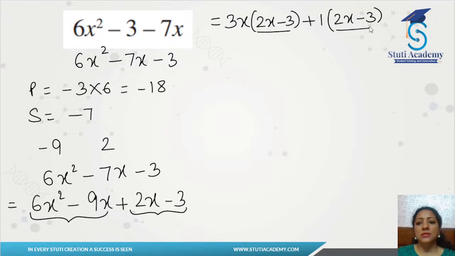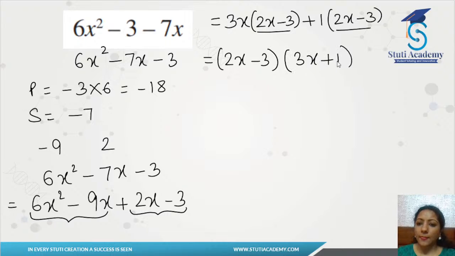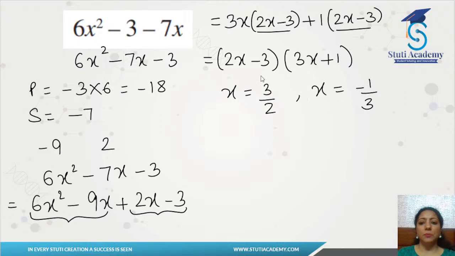Children, please make sure that these two brackets should be the same. If they are not coming out to be the same, then you will get stuck. So you have to somehow make them same. And if in any case they are not coming out to be same, that means you've made some mistake. Now we have 2x minus 3, 2x minus 3 here. You're going to take this common and then we have 3x plus 1. Now from here we can see either x is 3 by 2 or x is minus 1 by 3. So these are two zeros. We have 3 by 2 and minus 1 by 3.